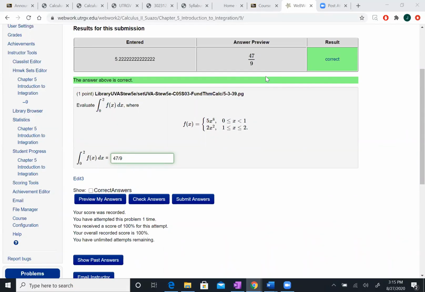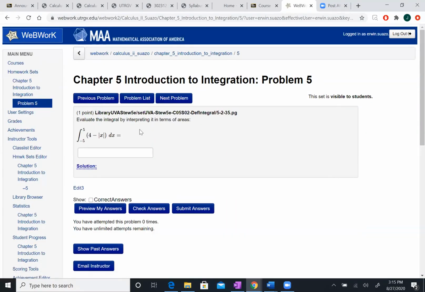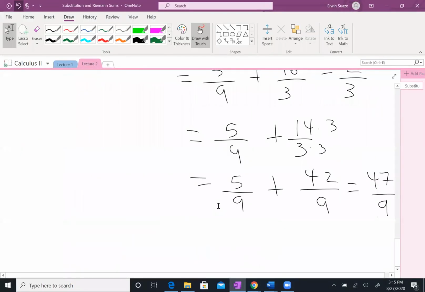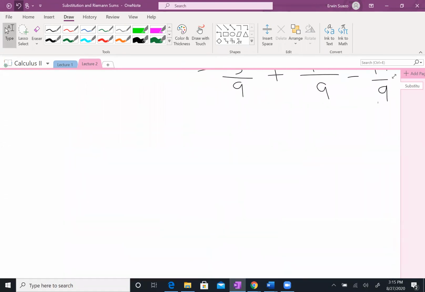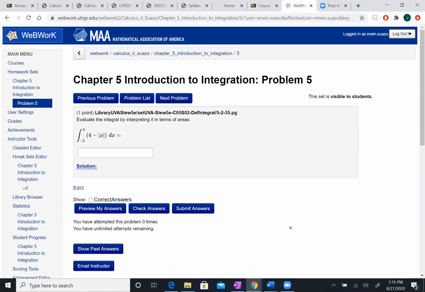Sir, can you do problem 5? Problem 5, okay. Yeah, real quick. So let's do exercise 5. We do the integral of 4 minus absolute value of x, between -5 and 5. Is that right? 4 minus absolute value of x, between -5 and 5.